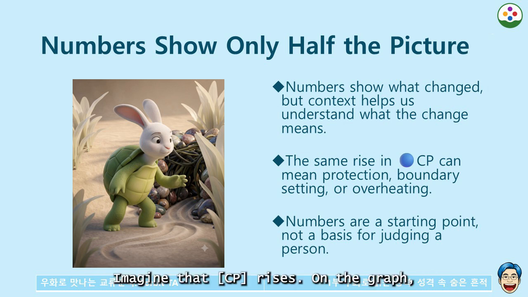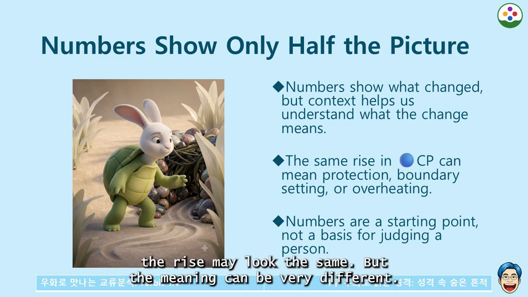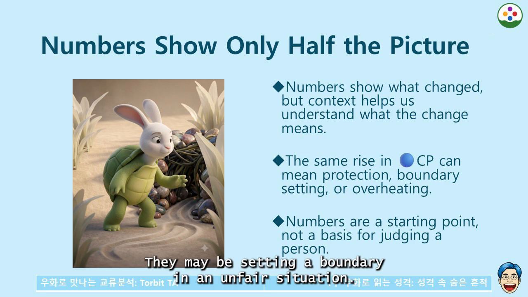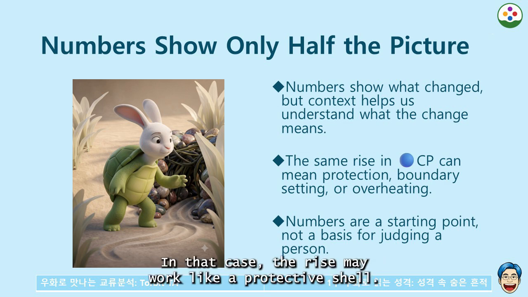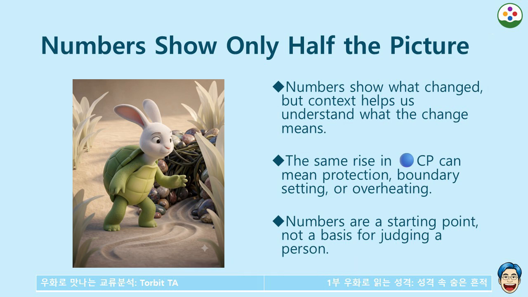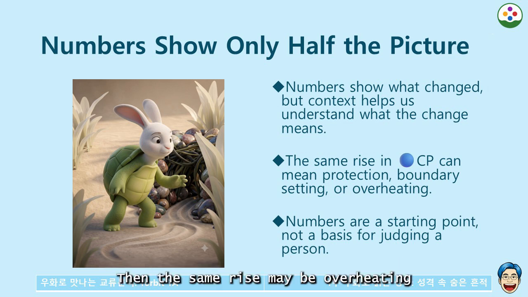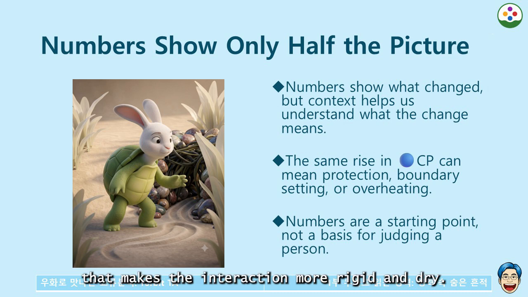Imagine that CP rises. On the graph, the rise may look the same, but the meaning can be very different. The person may be becoming firm in order to protect someone. They may be setting a boundary in an unfair situation. In that case, the rise may work like a protective shell. But the person may also be pushing someone aggressively in order to hide anxiety. Then the same rise may be overheating. That makes the interaction more rigid and dry.